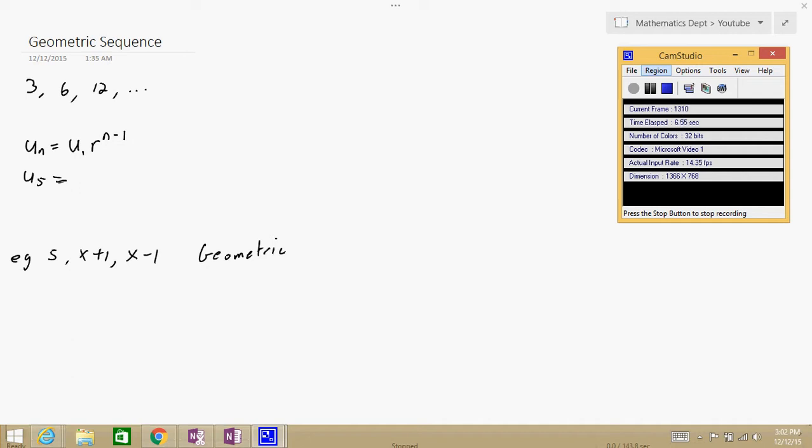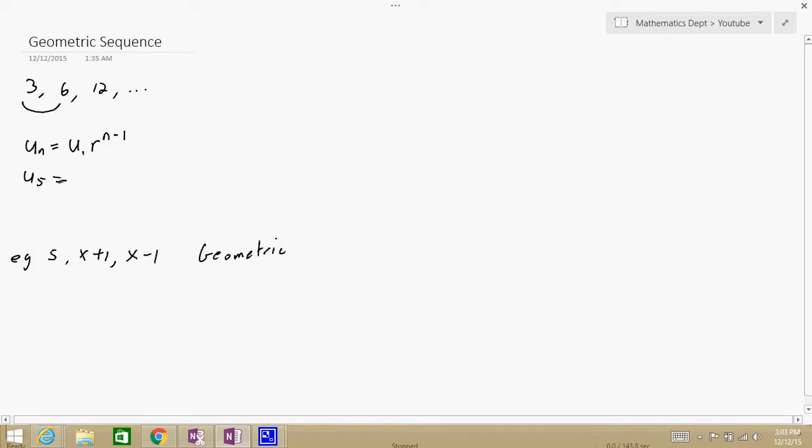Geometric sequence is when you have a bunch of terms, and in order to figure out what the next term is, you have to multiply by a non-zero constant. So for instance, this one we start with 3. In order to get the next number, we had to multiply by 2. Then to get the next term, we're also multiplying by 2. And it keeps going like that. So you multiply by 2, 24, multiply by 2, 48, and so on and so forth.